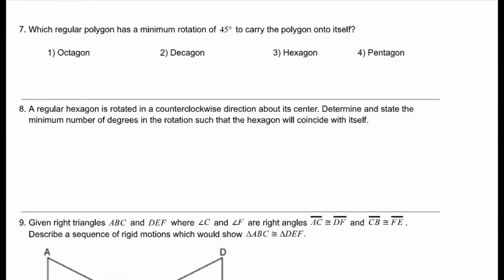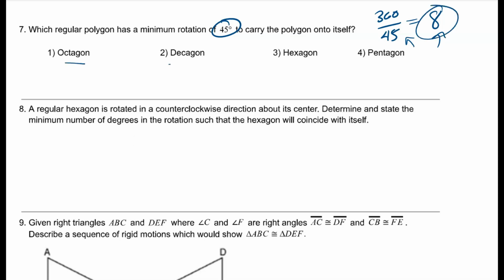Which regular polygon has a minimum rotation of 45 degrees to carry the polygon onto itself? So you've got to think about that as some portion of my full rotation of 360 degrees. If I divide 360 by 45, I find that there are 8 groups of 45 within 360. So if I rotate 45 degrees 8 times, that's a full rotation. So what that's telling me is that there are going to be 8 times where my figure coincides with itself.